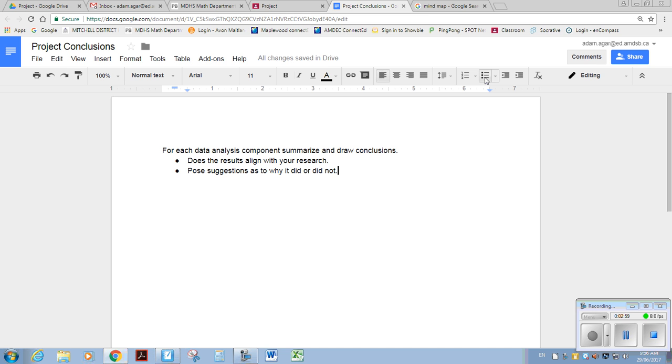This is where you may pose suggestions as to why it did or did not. This is where you have an opportunity to say the data does not align with the research, and the reason for this is because, and you can put the why in here, because you're going to see that trend in the data and should be able to answer that question.